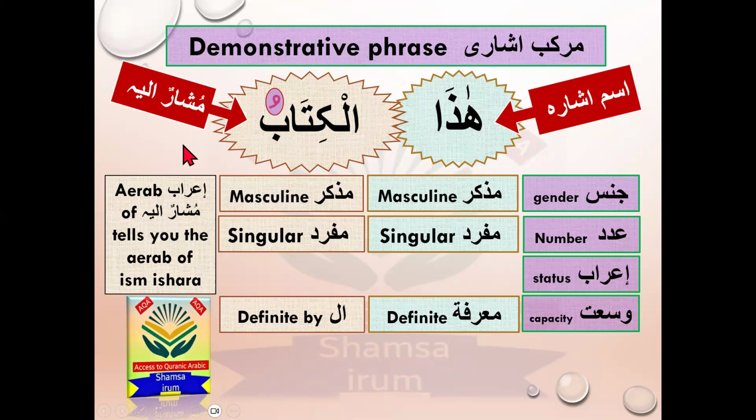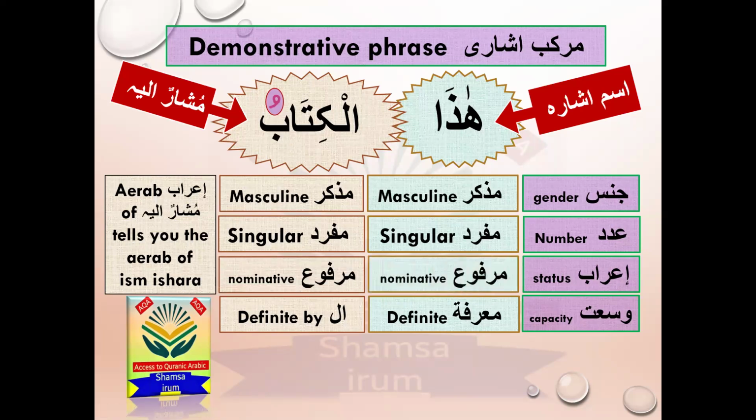If musharun ilay is marfu, then haza is also marfu. So haza will also be marfu. We will say that it is marfu because they both must match with each other in all qualities, and i'rab is also one of the qualities, one of the characteristics. So in i'rab they will match with each other.